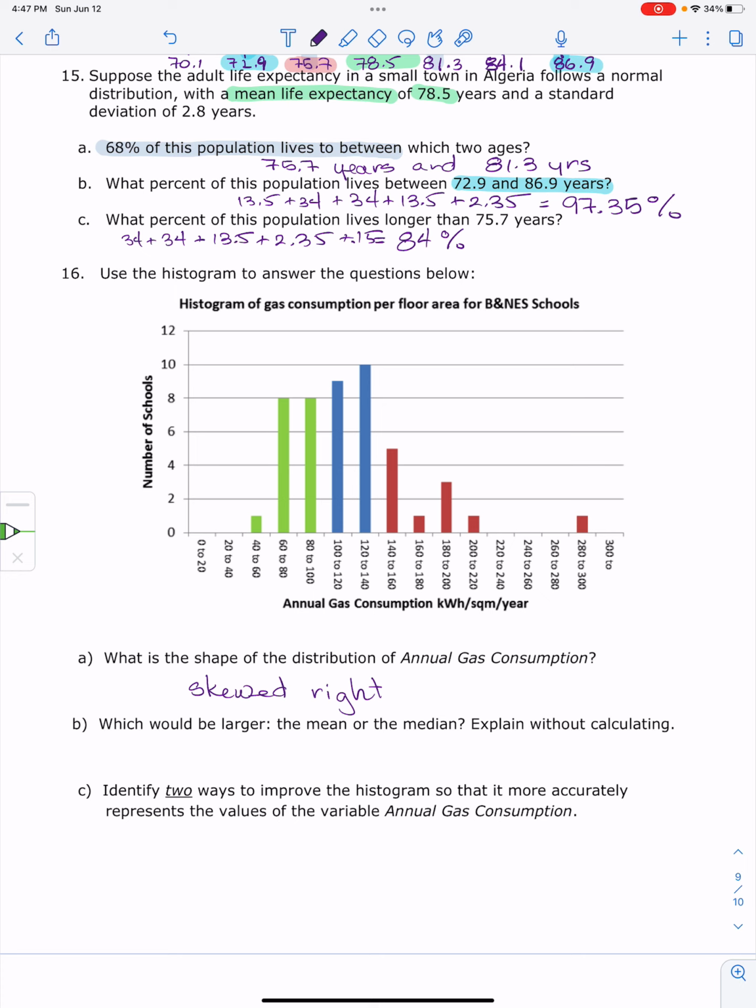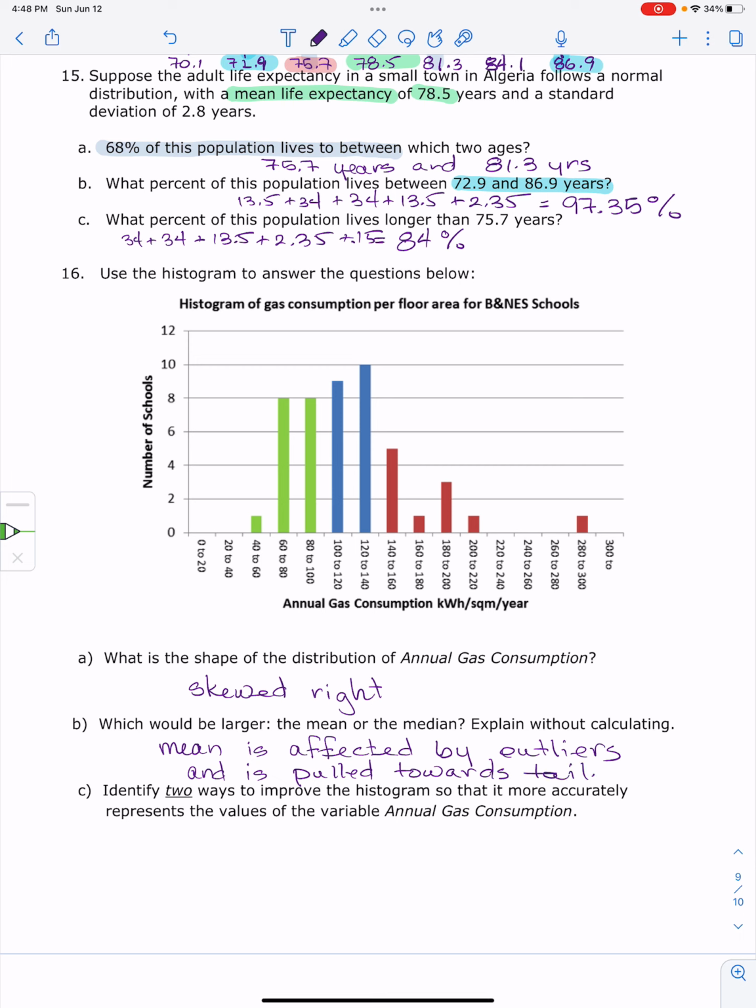Which would be larger, the mean or the median? The mean, because the mean is affected by outliers, and is pulled towards the tail. In this case, the right tail.